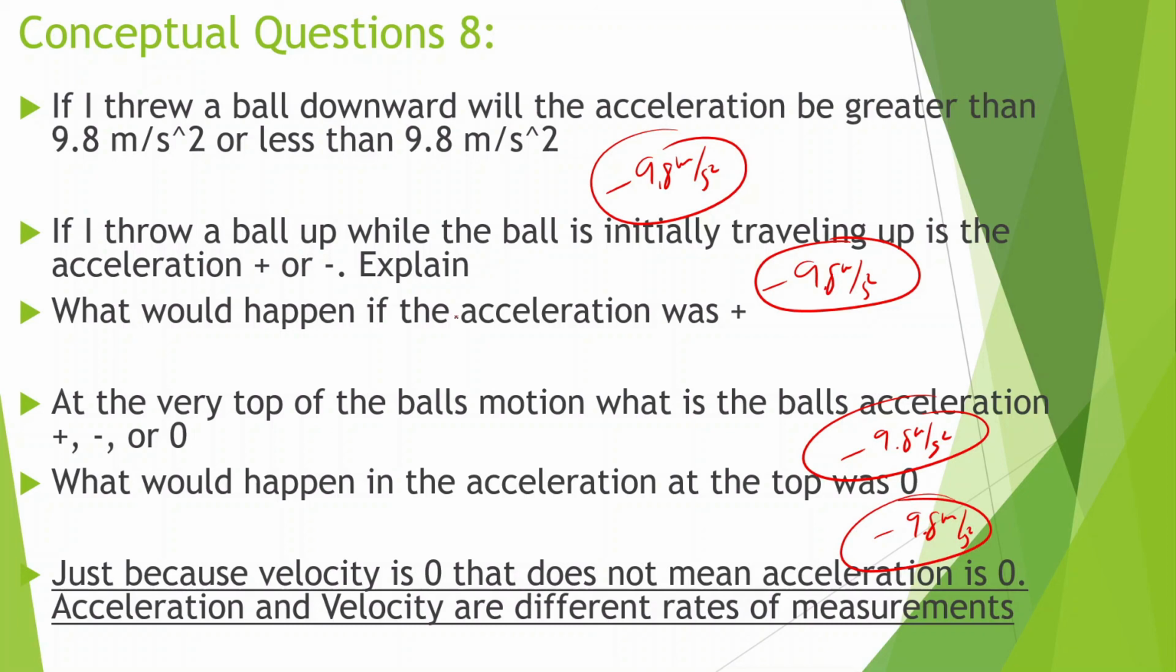Also, what would happen if the acceleration was pointing up? That means if you threw the ball, it'd be going up like a rocket ship going upwards. It's not slowing down. If the acceleration is up, then it's just going to keep going up. All right, moving on.